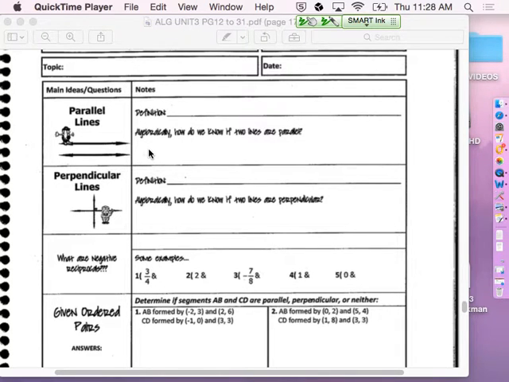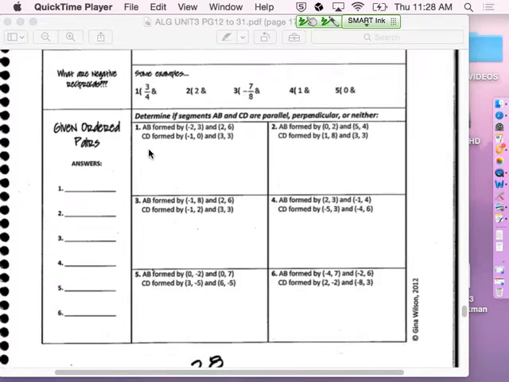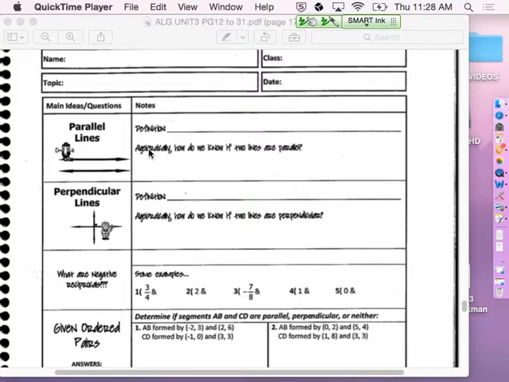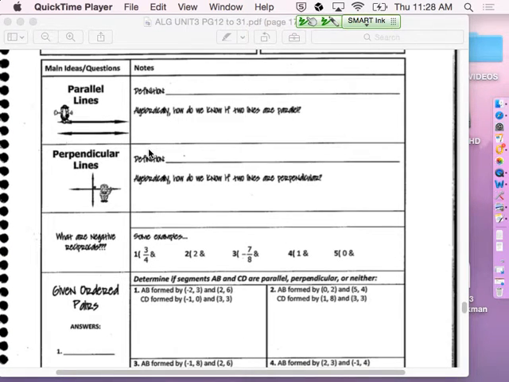Okay, this video will go through parallel lines and perpendicular lines. So let's start the video by going to page 28 in your notes, and let's just talk for a few minutes about what parallel and perpendicular lines mean. If you have lines that are parallel, they never intersect.